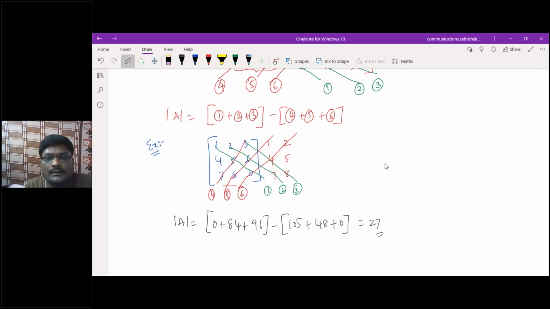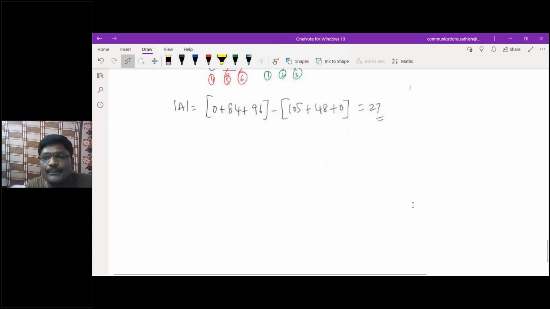Yes, sir. So now let me take some of the properties of the determinant of a matrix. Then we will solve the problems based upon that. So we will go with properties. Now let me find out the first point.